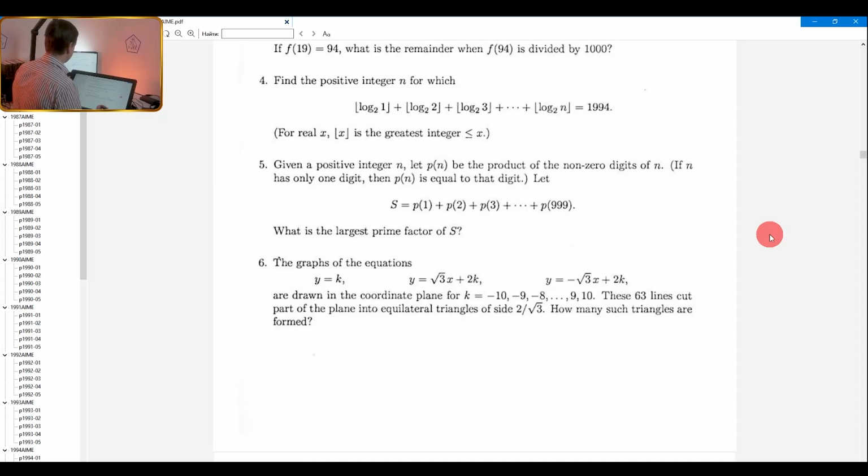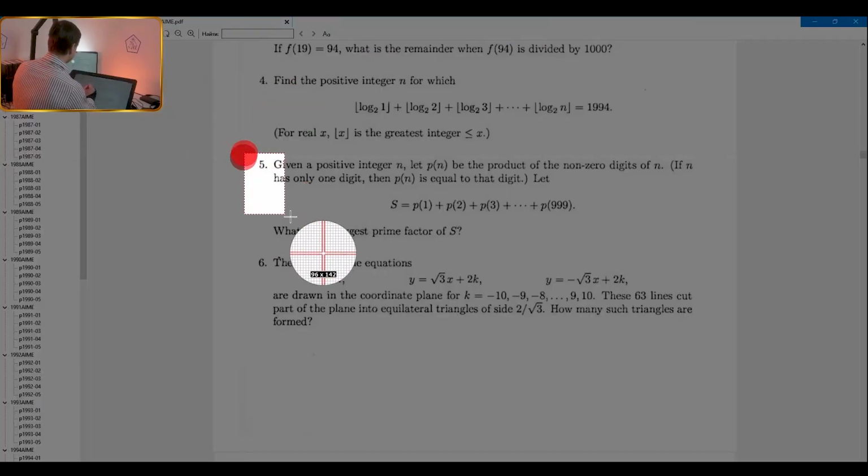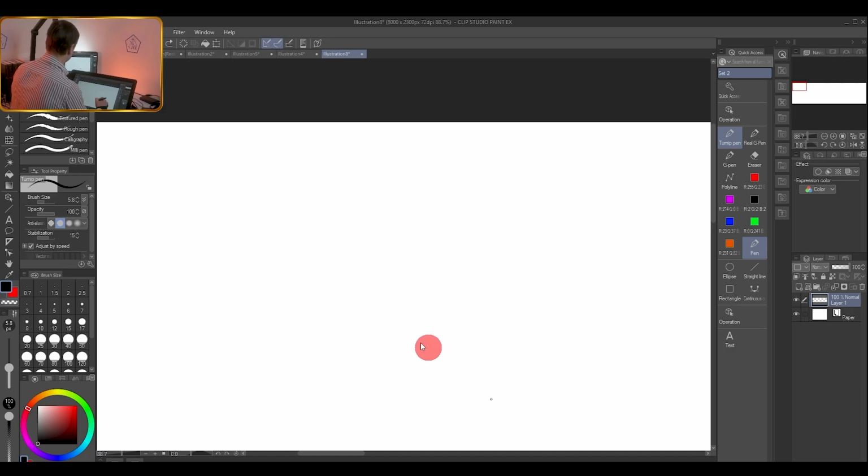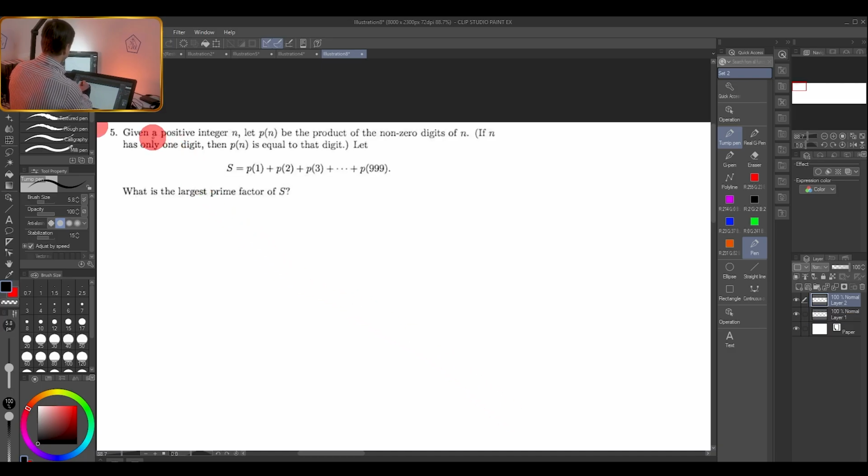Okay, we have the last problem for today, number 5, and again it is related to sums, and let me quickly explain what the problem is about. So for every positive integer n, for any natural number, p of n is the product of its non-zero digits. What does it mean? Well, for example, if we have a number like 123, then the product of its digits is 1 times 2 times 3, simply 6.